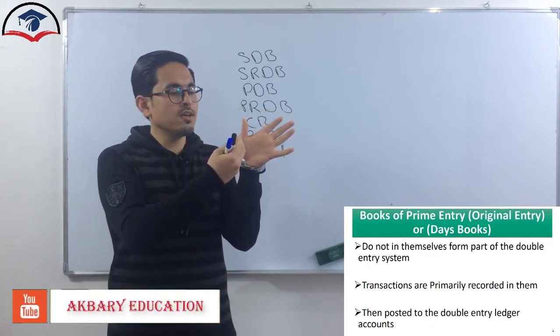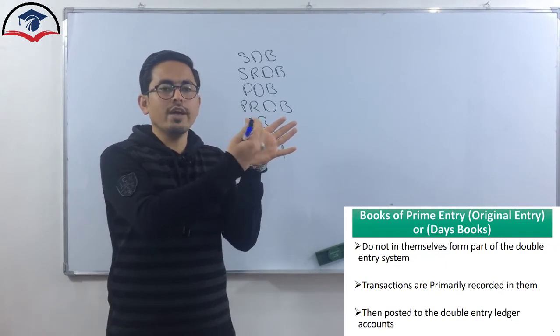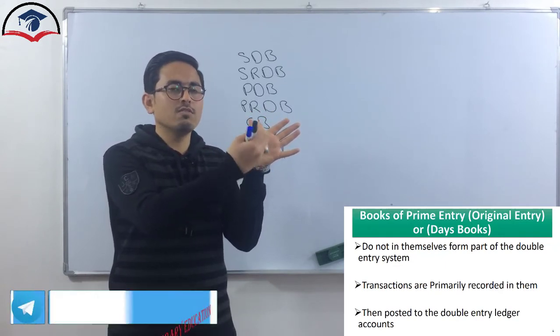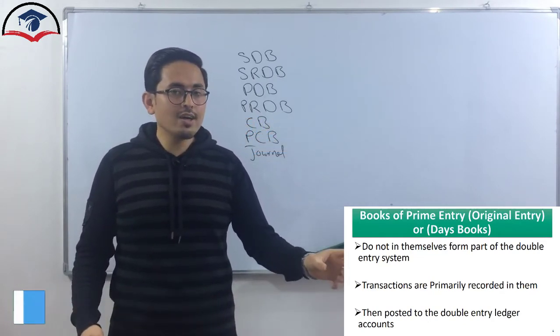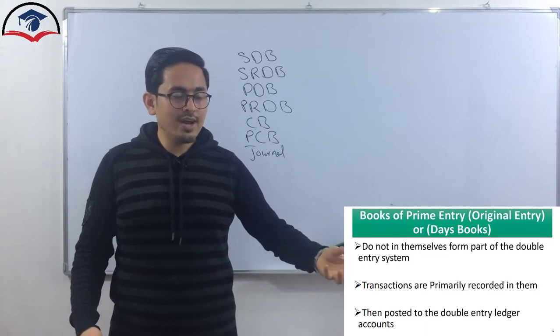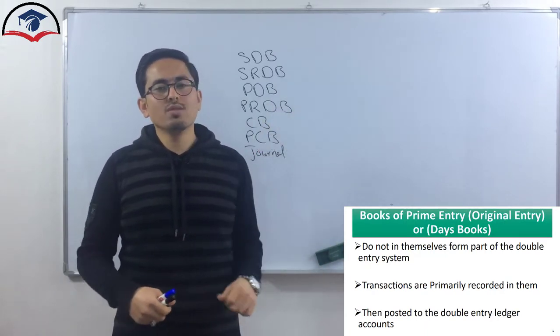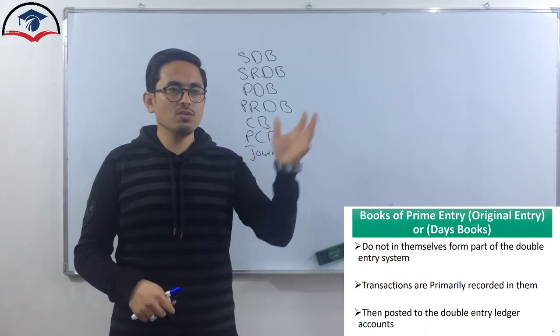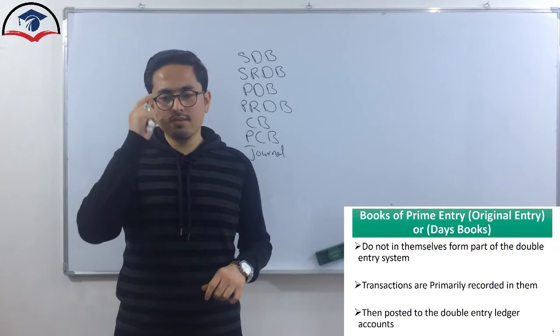Suppose for the sales, you will record the serial number and the date, the invoice number, the name of the customer, description, and the total. You will add all the totals together, and after adding them together, you will transfer that to the double entry record or to its relevant ledger. But why are we going to do that?